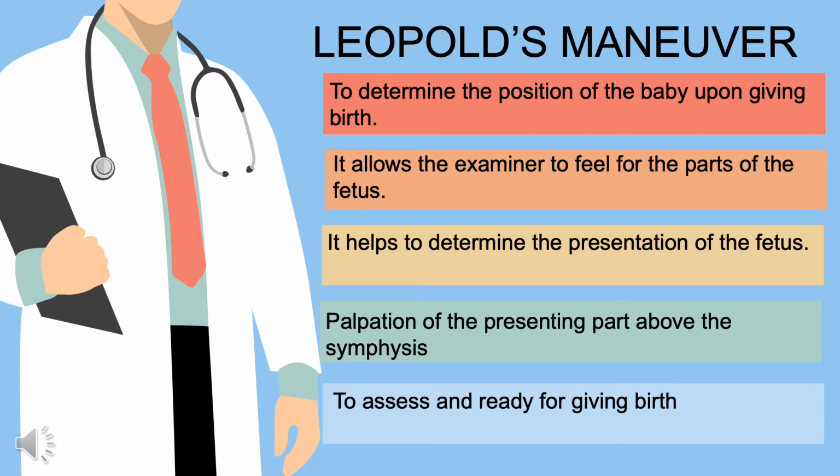With the correct assessment in determining the position and presentation of the fetus, it can indicate whether the delivery is going to be normal, complicated, or whether a cesarean section is necessary. Further, it also allows the examiner to feel for the parts of the fetus. So parts of the fetus are the head, shoulder, limbs, and so on. Then, palpation of the presenting part above the symphysis. Then lastly is to assess readiness for giving birth.